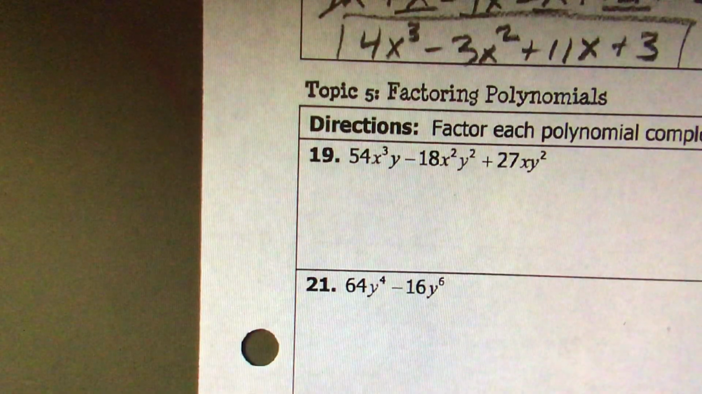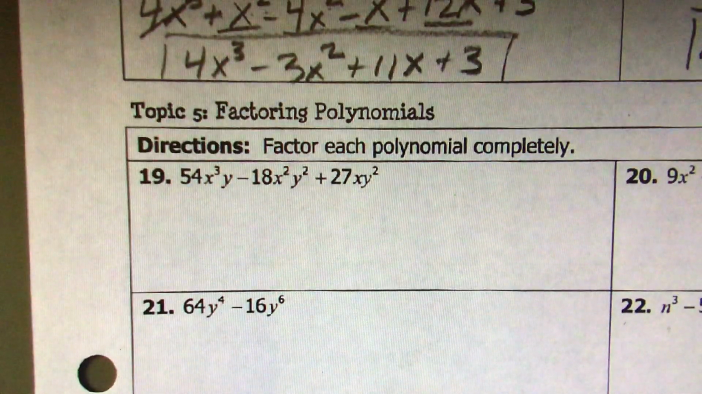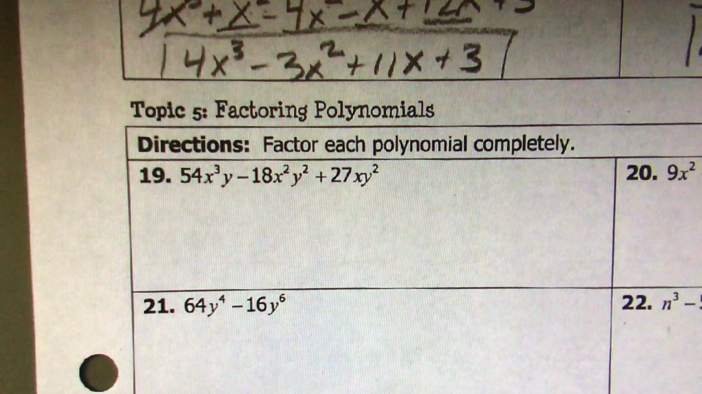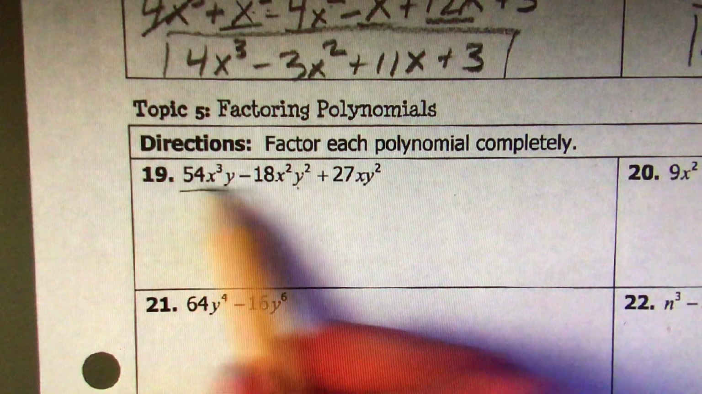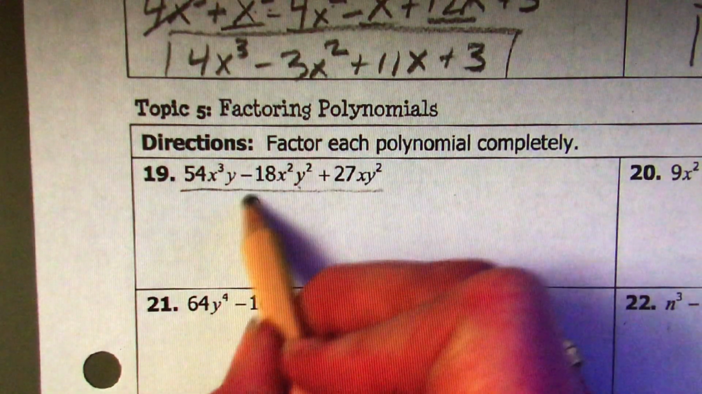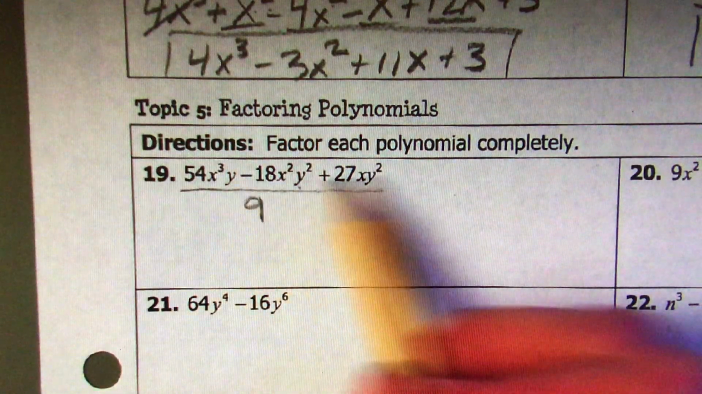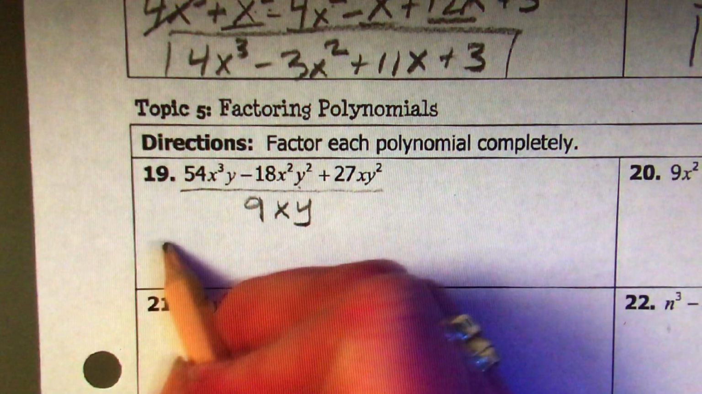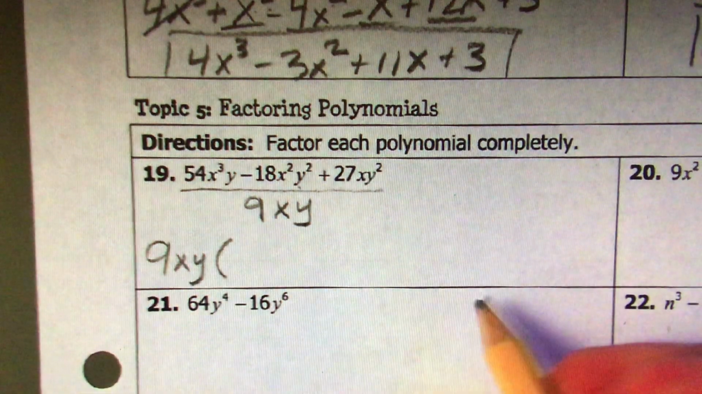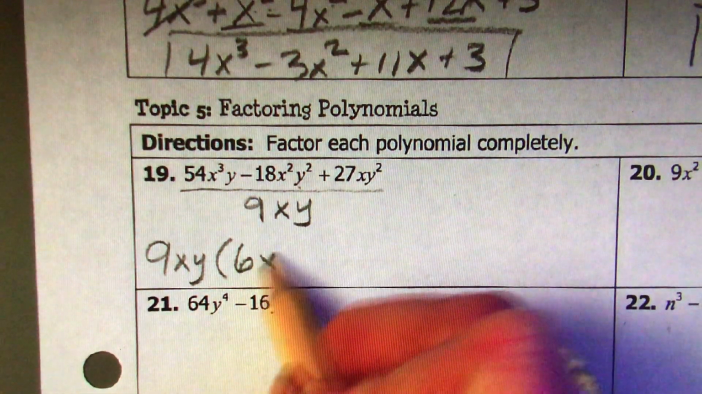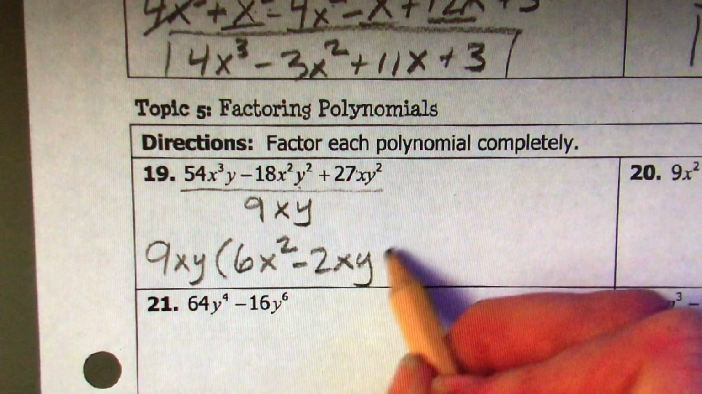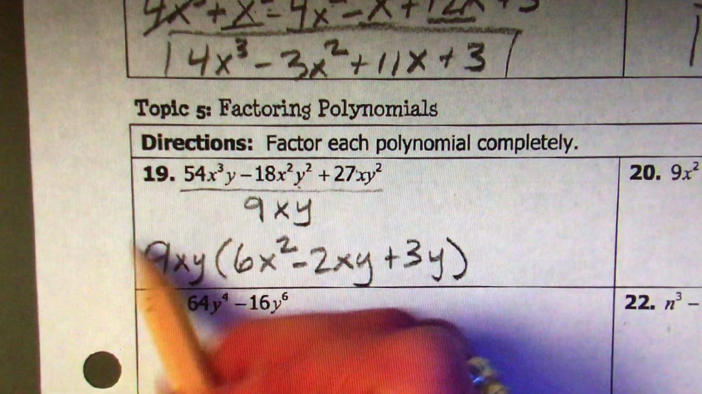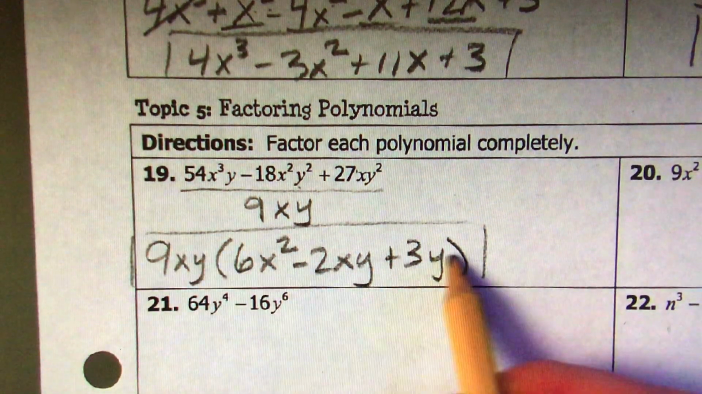Number 19, so now I'm factoring. This is a bonanza of factoring. And remember our golden nugget: I'm looking for a greatest common factor first. If I look through this, I already recognize a 9, because these are all multiples of 9. I also see that they all have an x and they all have a y. I'm going to extract my 9xy and divide it out. I'm going to end up with 6x squared, negative 2xy, and 3y left over. And that's the answer. So extract it, put it outside the parentheses.